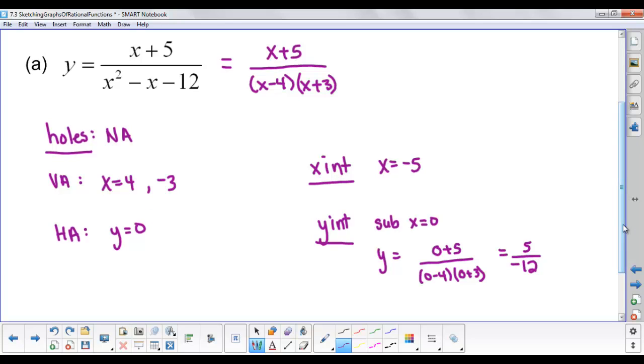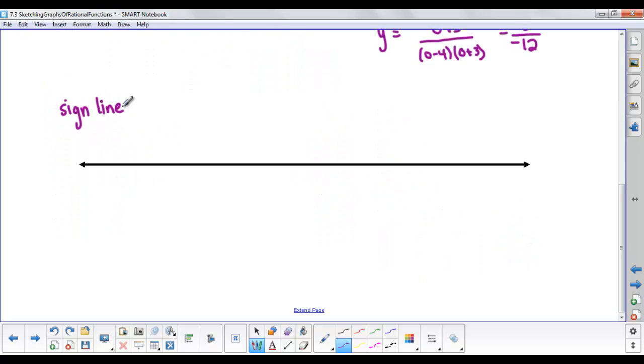Now is the time we create our sign line. Remember, on our sign line, only the x-intercepts and the vertical asymptotes go on the sign line. Our x-intercept from above was negative 5, and our vertical asymptotes were negative 3 and 4. So in order, I'm going to put those values in: negative 5, negative 3, and positive 4. Similar to what we did a few units back, I want to find out the sign in each interval.